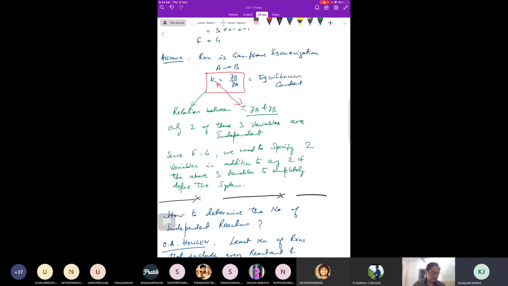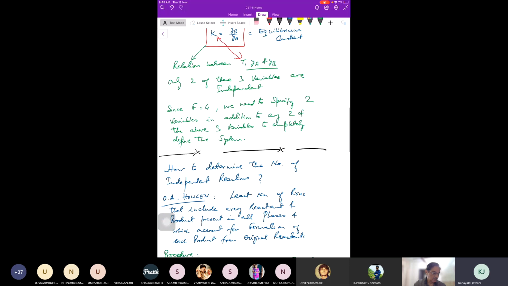Since F is equal to 4, यहाँ पर 4 दिया है जो हमने कैलकुलेट किया था. We need to specify two variables in addition to two of the above three variables, right? यहाँ से दो लिया और दो addition लेने का, तो चार हो जाएगा. ये तीनों ही specify करना पड़ेगा. That will fix these three variables K, Y A and Y B. Temperature pressure दिया और K दिया और एक और variable दिया, तो अपना system completely specify हो जाएगा. ठीक है, any questions? This is just an example. The case not temperature and Y A, Y B are related. So, a variable kam ho jata hai uske wajah se.